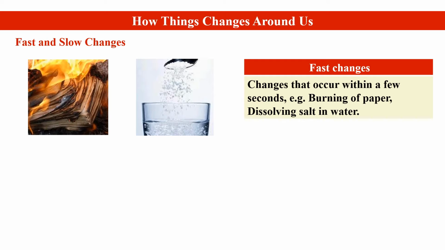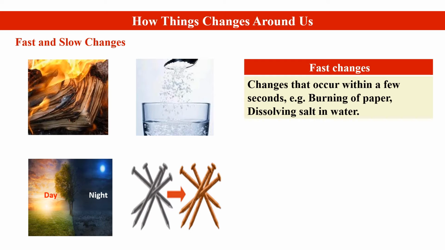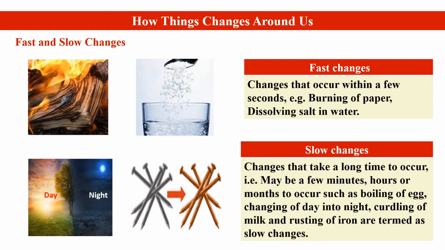But changes that take a long time to occur are called slow changes. Like, day changes to night, it takes a long time. In the same way, corrosion, that is, iron objects upon oxidation turning into rust, takes a long time to occur. So those kinds of changes are called slow changes. Changes that take a long time to occur, that may be a few minutes, hours or months, are called slow changes. So the second classification is also over.